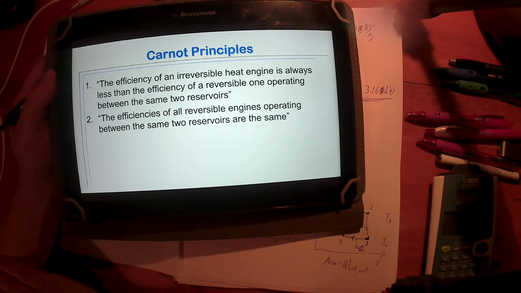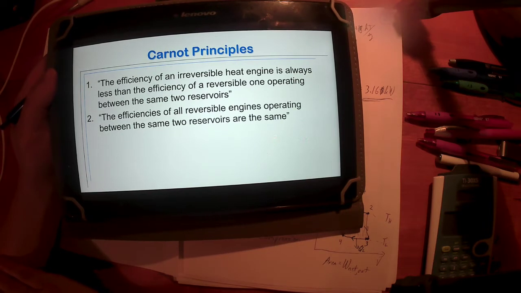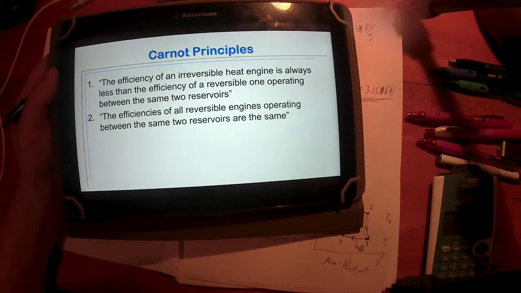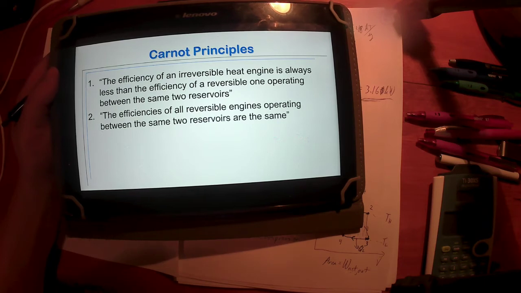So what we're saying is that any heat engine you and I would build would be less efficient than the Carnot engine, because the Carnot engine is reversible. And by the way, any reversible engine that we could construct would operate more efficiently than our irreversible engine that you and I would go out and construct. And the efficiencies of all reversible engines must therefore be the same if they're operating between the same two reservoirs.